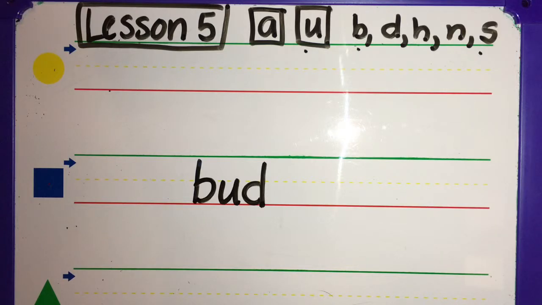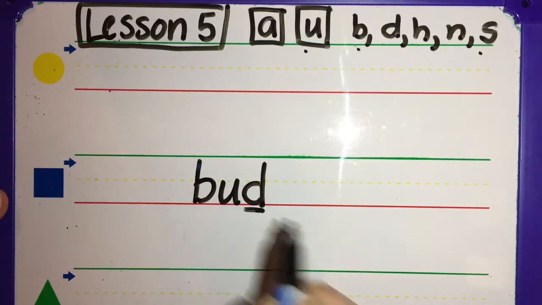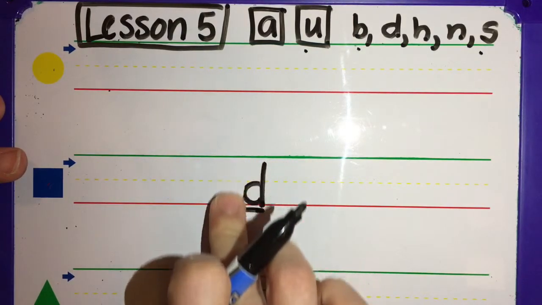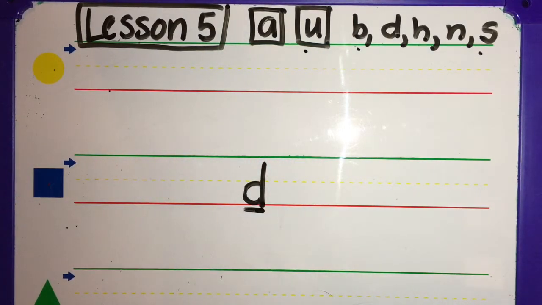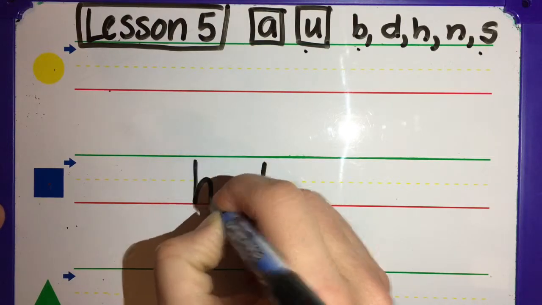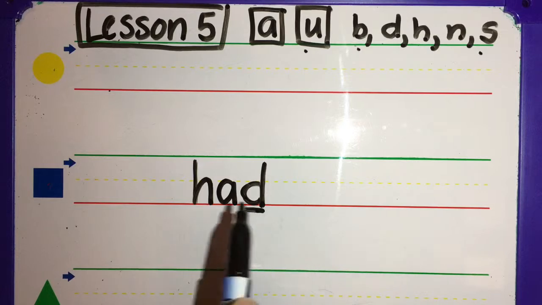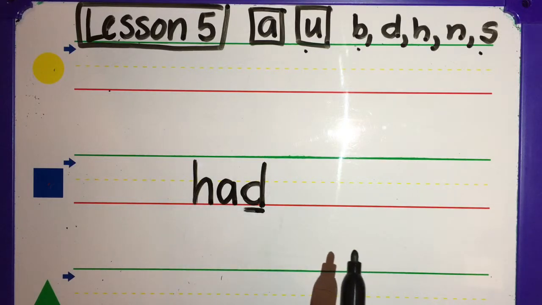Get ready to segment. Had. Okay, notice that the ending sound is the same as in bud, so I'm going to keep the D, but the first two letters have to go. I hear the H sound, A as in apple, D, had, H-A-D. Excellent job. All right, the next word is and.